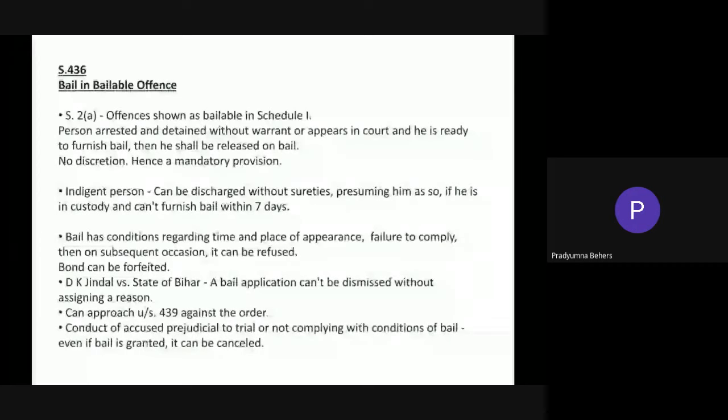In DK Jindal versus State of Bihar, it was held that a bail application cannot be dismissed without assigning a reason. Of course, this order of bail is an appealable order, and the person aggrieved, whether the government, I mean the PP concerned, or the accused himself, can approach the higher forum under section 439.